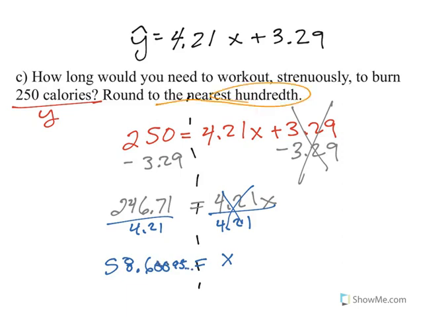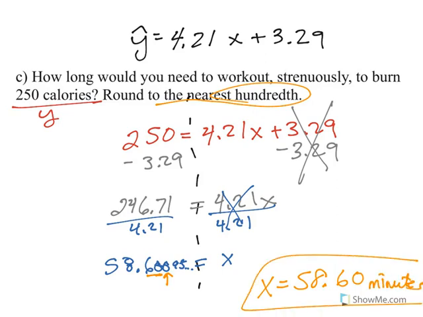Directions say round to the nearest hundredth. So that's 2 places. The next spot is a 0. So we would say 58.60 minutes. So just over 58.5 minutes will get me to that 250 calories, and that is working out strenuously. I don't know if that's really so good for you, but I am not an athletic trainer. At any rate, you can use lines of best fit to make predictions for all sorts of things.